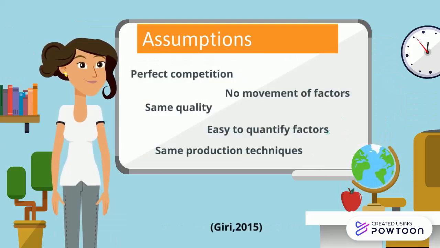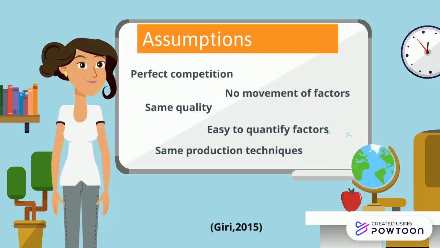The theory gives us different assumptions that the country must comply with in order to be analyzed with the theory. The first one is perfect competition, meaning that both countries must have the same opportunity to sell and to buy with the same conditions. The second is that there are no movements of factors. The capital and the workforce stay in the home country.